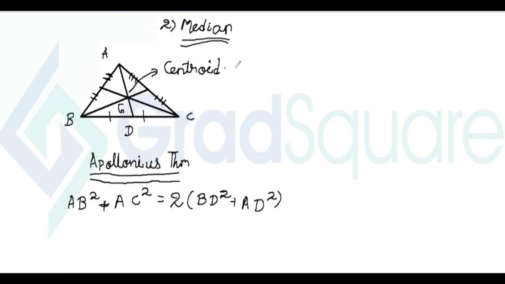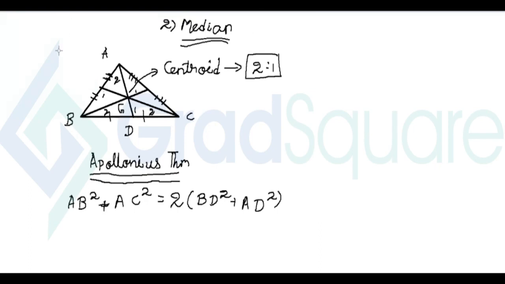The property of the centroid is that a centroid divides all three medians in the ratio of 2:1. So if I take this median AD, then this point G divides this length AD in the ratio of 2:1, and the two part will be near the vertex and the one part will be near the base. Same thing will be true for the median drawn from the point B. Same thing will be true for the median drawn from the point C. Centroid divides all three medians with the same ratio of 2:1.